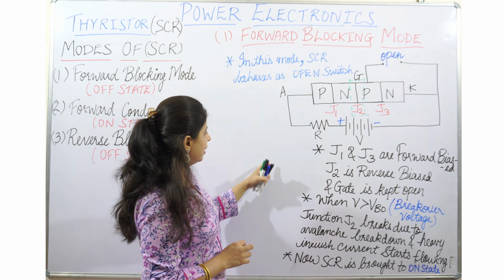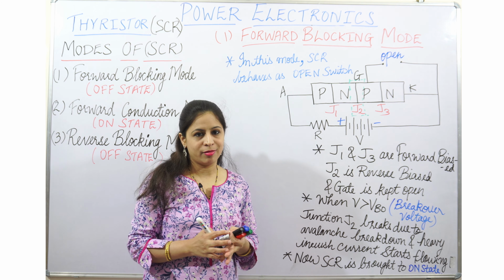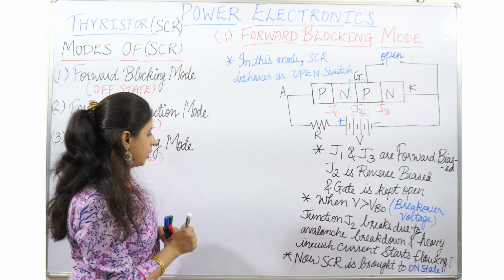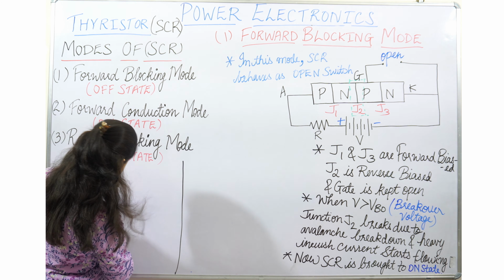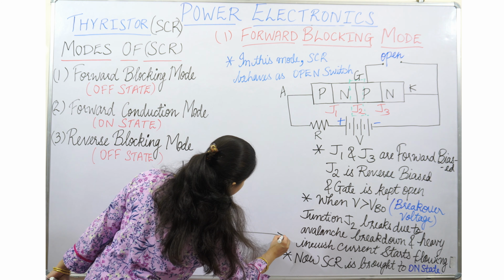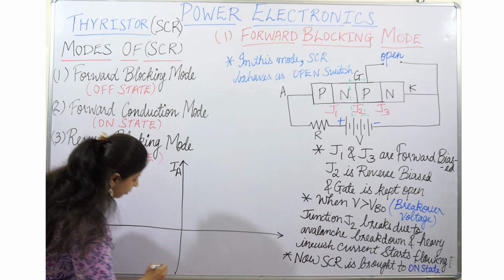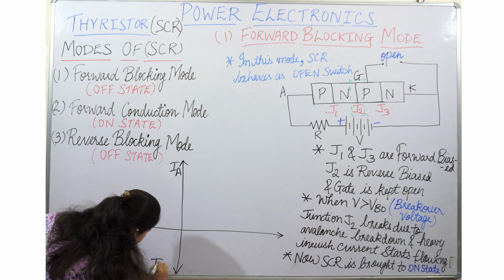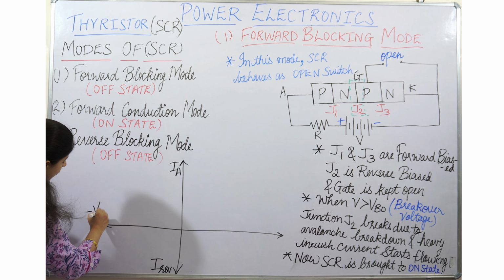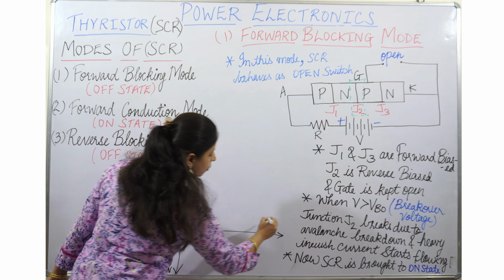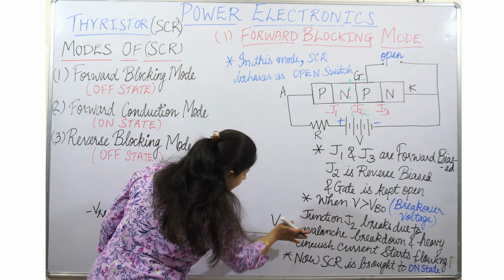Let us analyze all this working with the help of the VI characteristics. What are the VI characteristics in the forward blocking mode? Let us draw the VI characteristics over here. Here we will be drawing voltage and current. This is the forward current, this will be the reverse current, here will be the reverse voltage, and here will be the forward voltage.